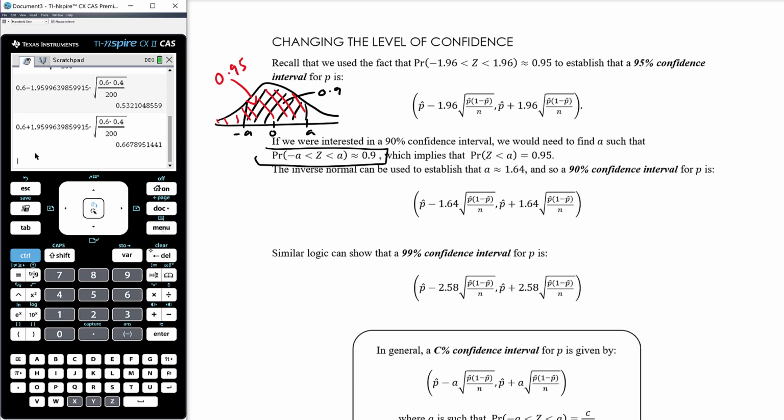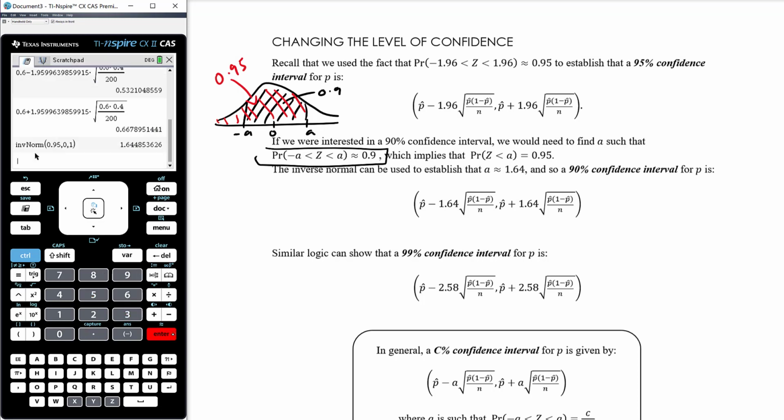So if you use menu 553 for inverse normal, with the area 0.95, standard normal, we find that this number here is approximately 1.64, okay? And so this number in the confidence interval would be replaced by that 1.64.